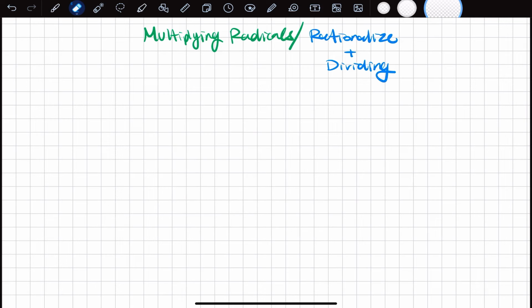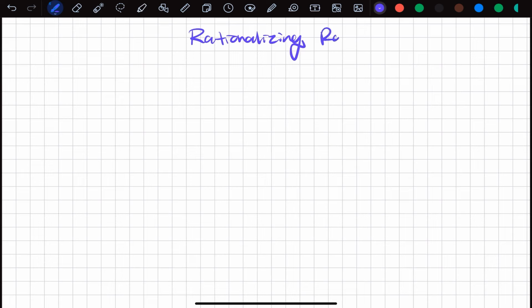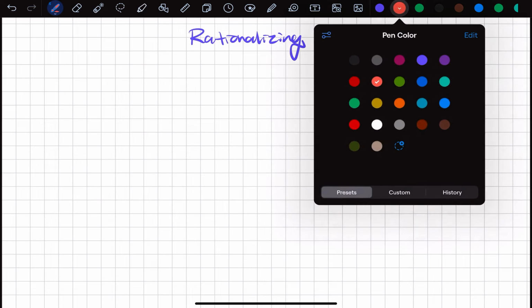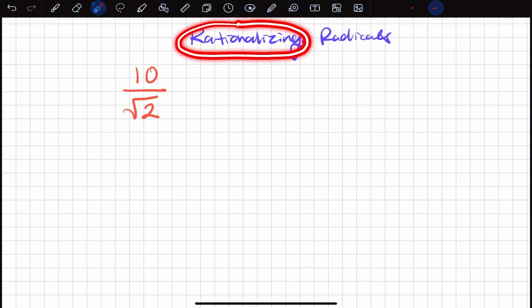Okay, so I think that's good on multiplying. I want to focus now on rationalizing, or when to rationalize radicals. So if you're given a problem that maybe looks like this, there are times when you have to know when to rationalize. When am I going to rationalize this problem?